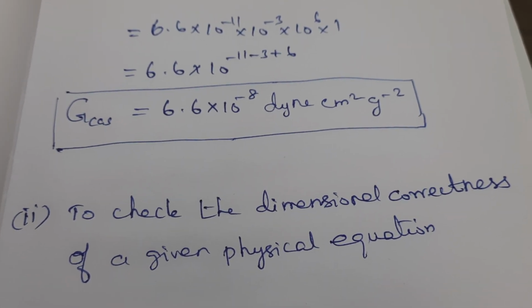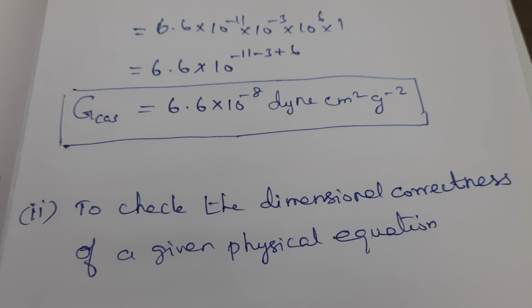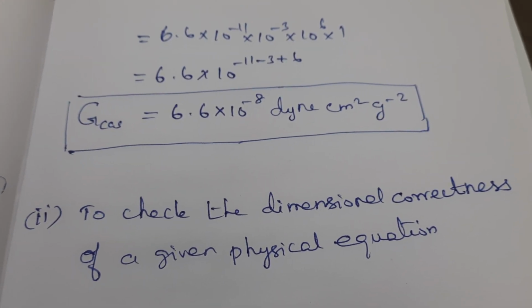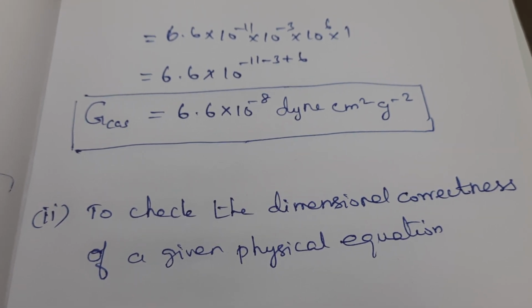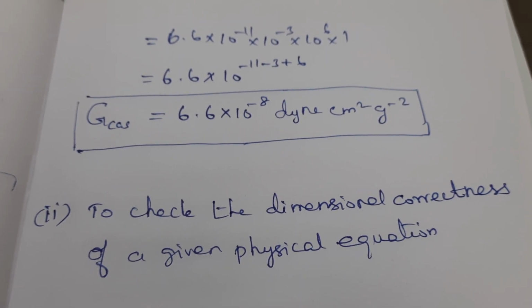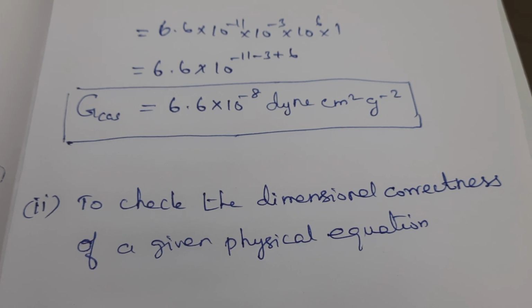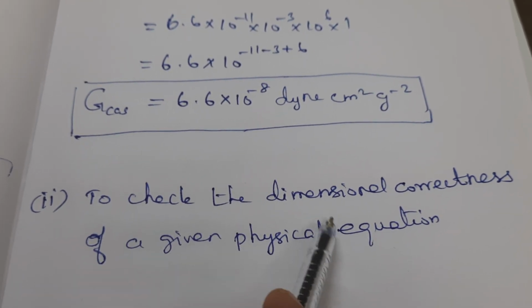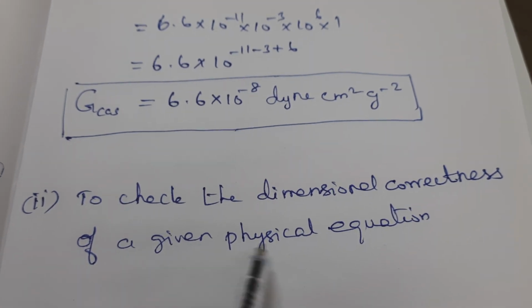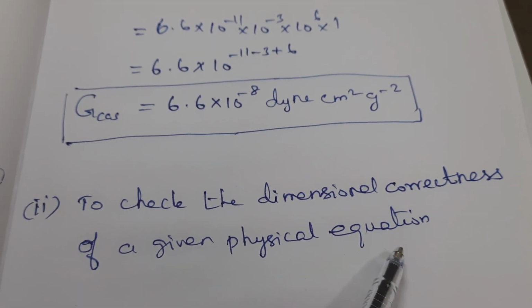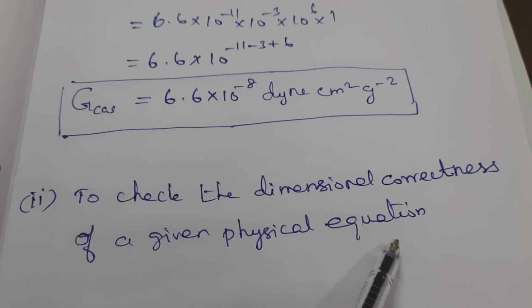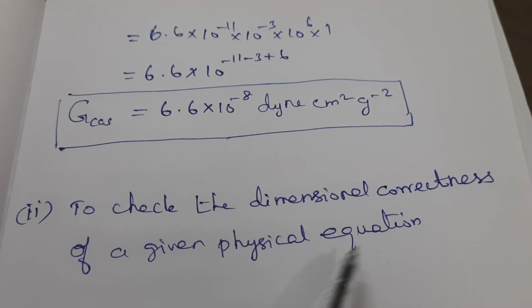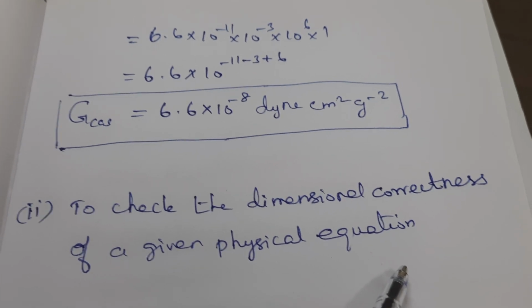I believe that you have understood the problem. Examples 1.12 and 1.13 are very important problems. Let's move on to the second use. What is the second use? To check the dimensional correctness of the given physical equation, the dimensional formula is used. That is, to check whether the equation is dimensionally correct or not.